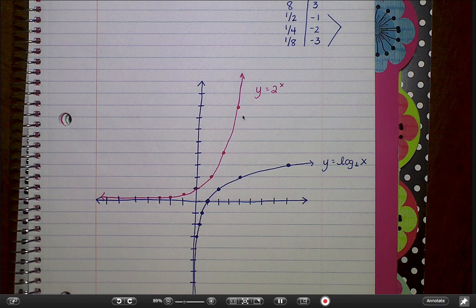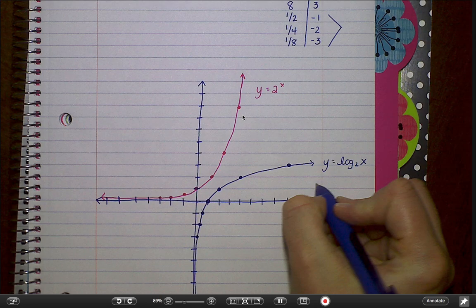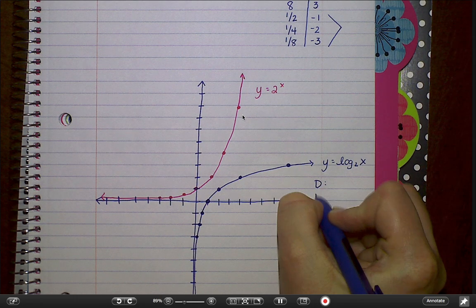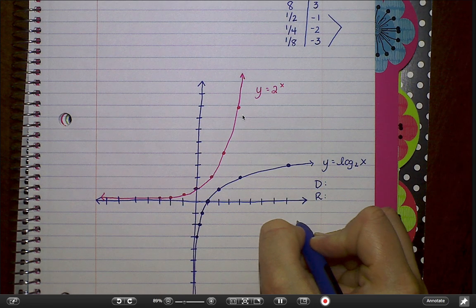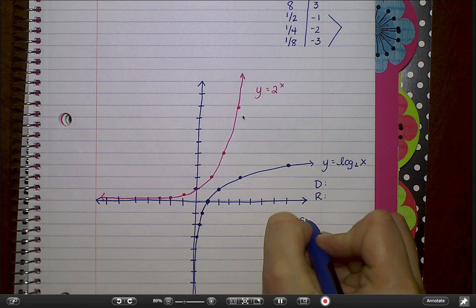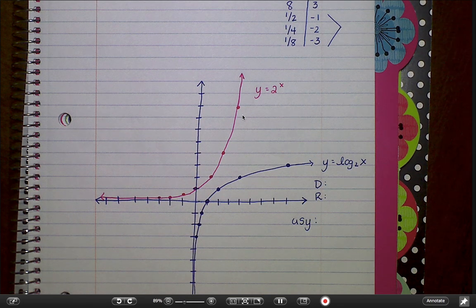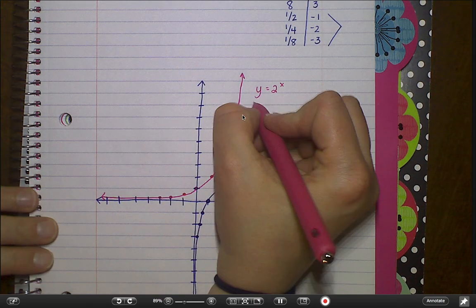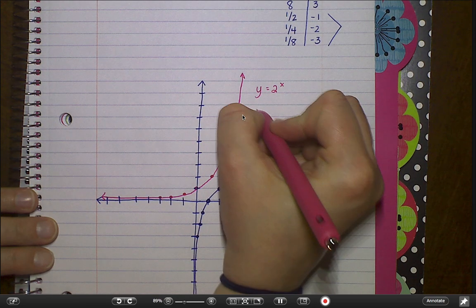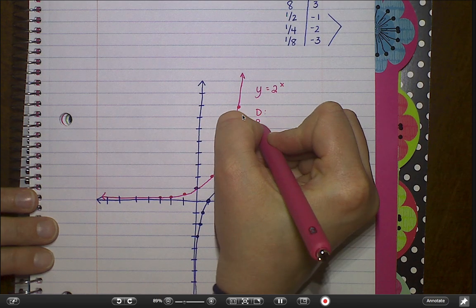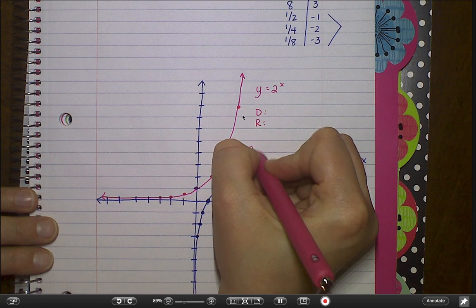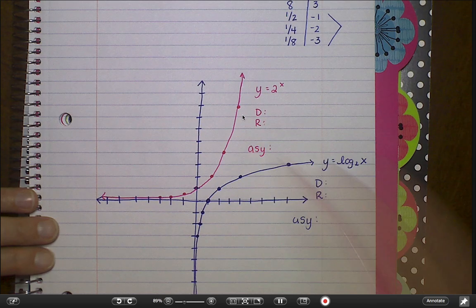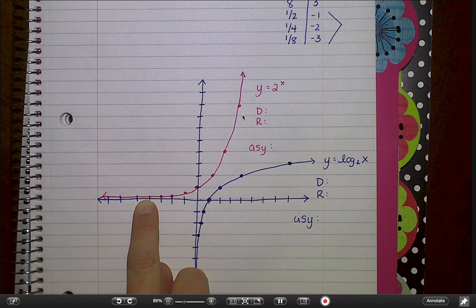Okay, let's talk about all of our favorite things: domain, range, and asymptotes of each of these functions. Okay, and then same thing for the pink one. And actually, I'll start with the pink one because we got really good at this right before we left school. So we were talking about exponential functions, and we learned the domain and range, and we learned that they never change. They're always exactly the same.